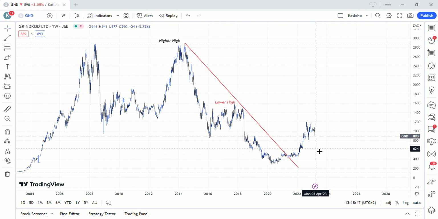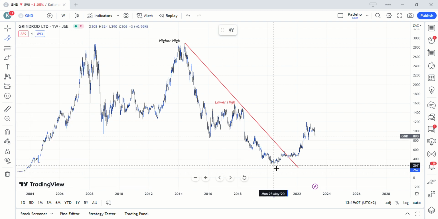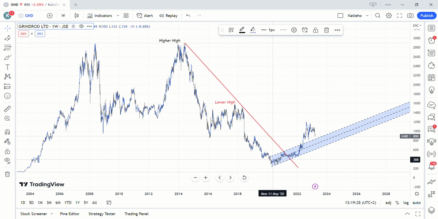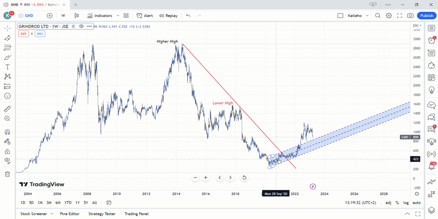So to determine the level that is highly likely for a buy, we are going to draw a parallel channel here, connecting the lower low with the next lower high, and then we track it further. Then we connect our parallel channel.